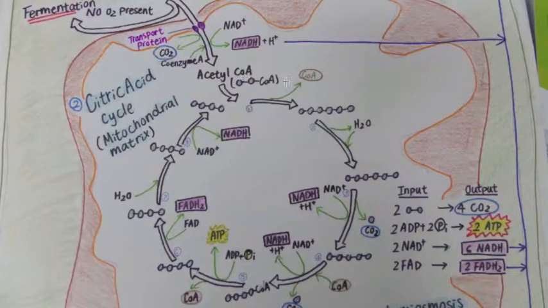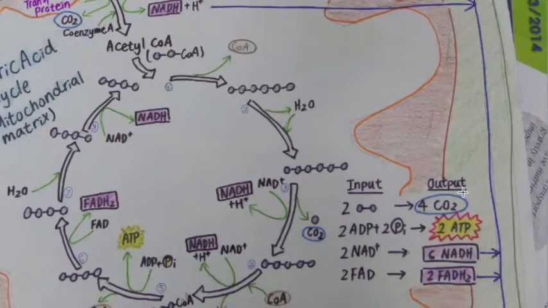Acetyl-CoA is oxidized to form carbon dioxide in the Krebs cycle. NAD is used and NADH is produced. ADP and an inorganic phosphate are used to produce ATP. FAD is also used and FADH is produced in the process. The output of the citric acid cycle is 4 carbon dioxide, 2 ATP, 6 NADH, and 2 FADH.